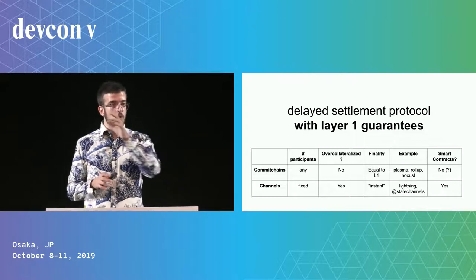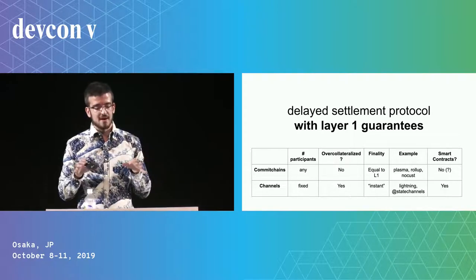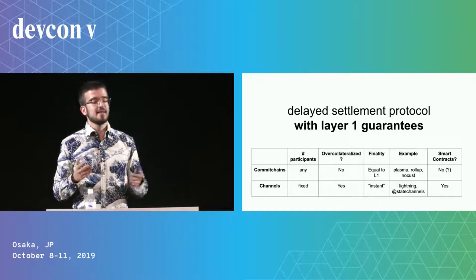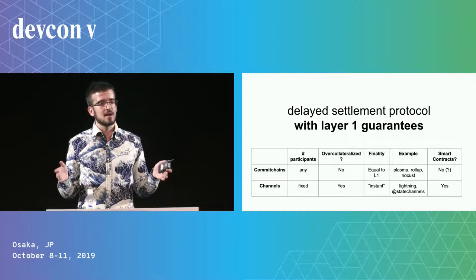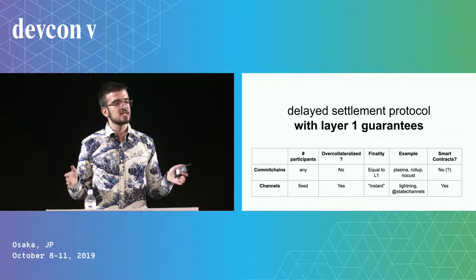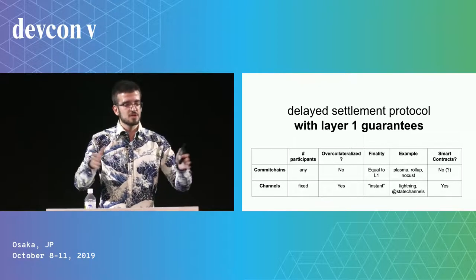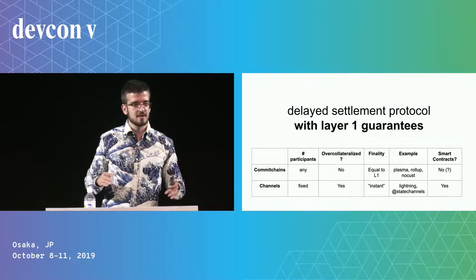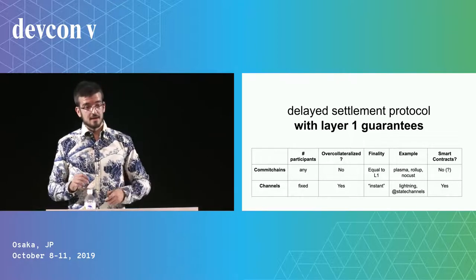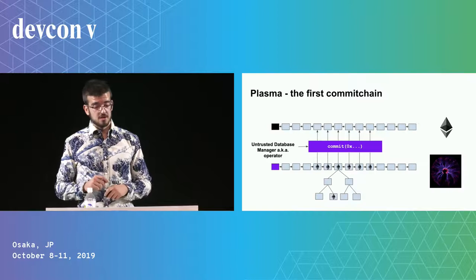which is what Plasma and rollups are, with certain different trade-offs, such as whether they can do smart contracts or not. And there's channels. And the dominant channel approach is Lightning for Bitcoin. And as far as I can tell, there is a state channels initiative which merged everything, and kudos to them because it was a very hard task. They have different properties, but we're not going to talk about channels in this talk. So let's dive into the commit chains.